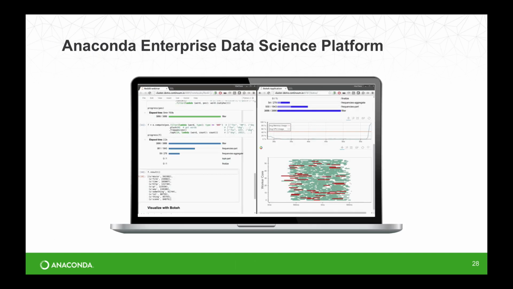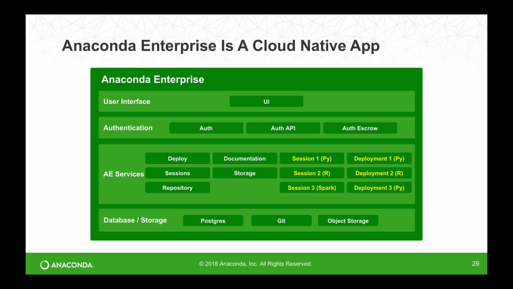So Anaconda's data science platform, Anaconda Enterprise, is an example of a cloud-native application. When you install Anaconda Enterprise, effectively what you're getting is a Kubernetes cluster with Docker running containers. And the containers are our application, Anaconda Enterprise itself, the user interface, authentication, documentation, storage, and so on. But also containers are used in order to do things like run editor sessions and run deployed models or deployments. And so this is a simplified view of the application as it's running.